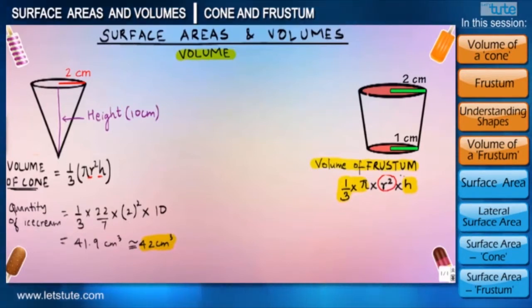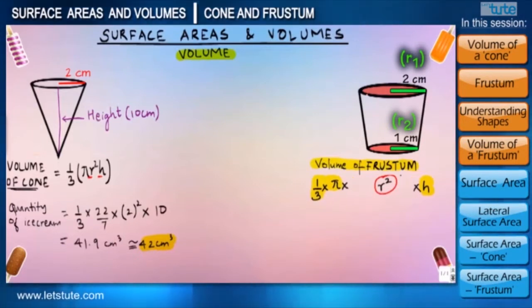So if we consider the radius of the first circular surface to be r1 and the radius of the second circular surface to be r2, then we can replace this r square by the expression r1 square plus r2 square plus r1 r2. So if we are able to somehow remember this minor difference, then it becomes all very easy.